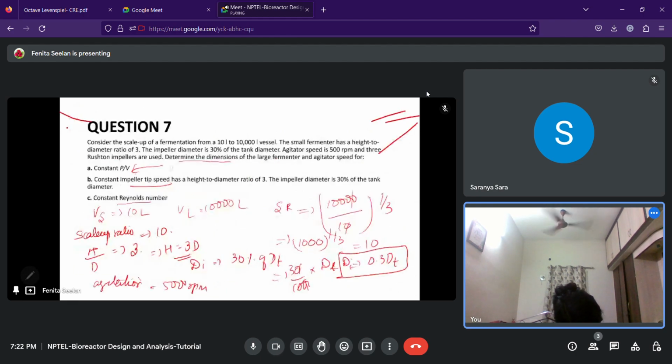So in case of this, the rpm is 107 rpm. In case of this, it is 50 rpm. In case of this, it is 5 rpm. This and all is negligible. We cannot do like this.